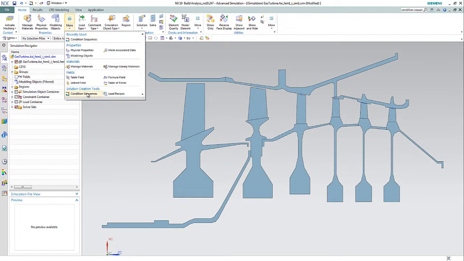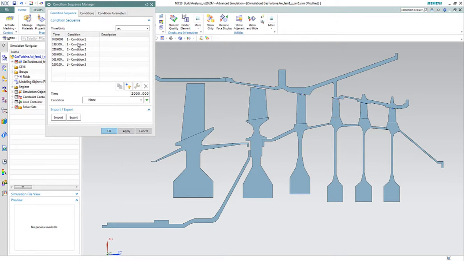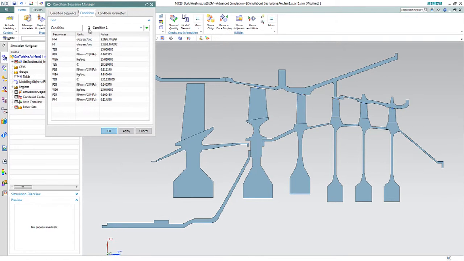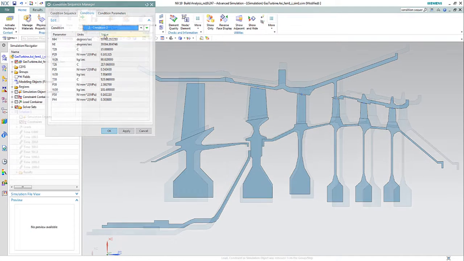Since this is a transient analysis, where the engine passes through a mission profile such as takeoff, cruise, and landing, NX CAE can help the engineer to easily set up the various condition sequence parameters that will affect the engine at each stage of the flight.